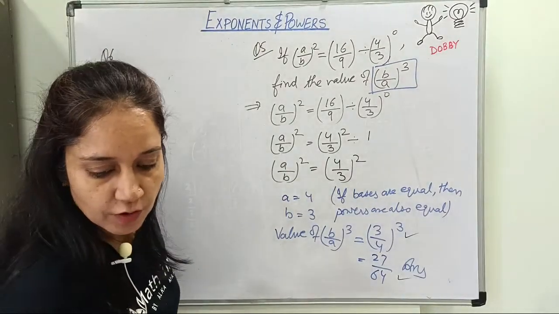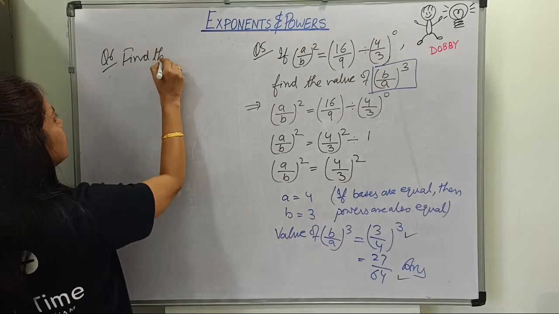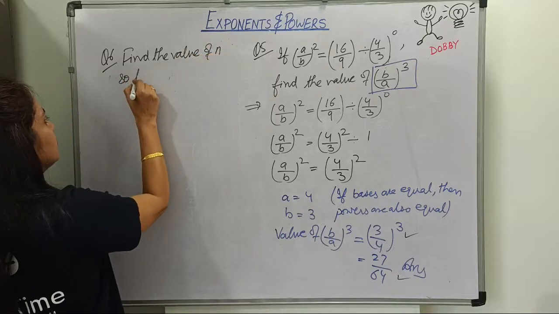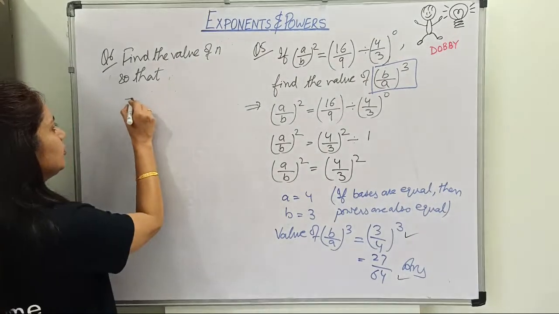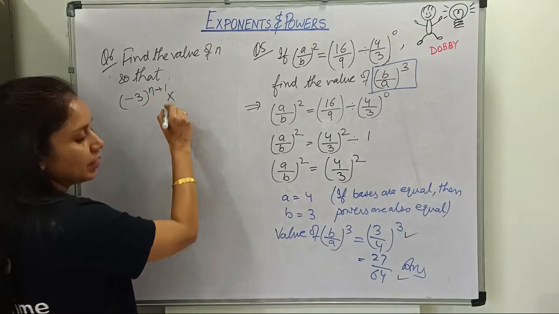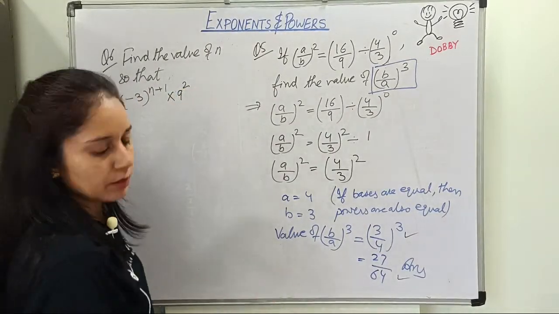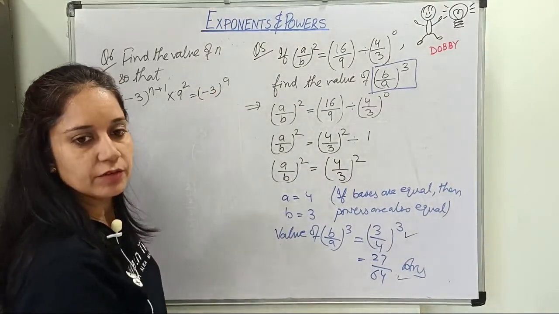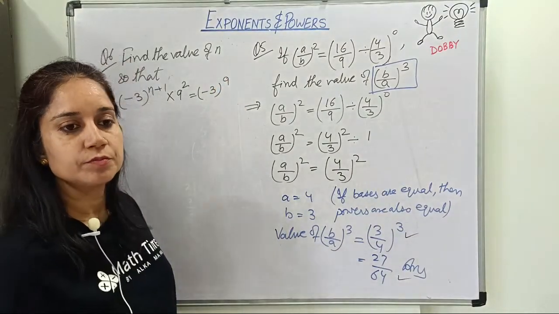Question number 6. Note down. Find the value of n so that minus 3 raised to the power n plus 1 multiplied by 9 square equals minus 3 raised to the power 9. This is given to us. Okay, Kshitij, is the concept clear now?